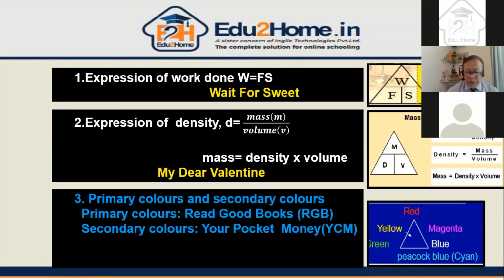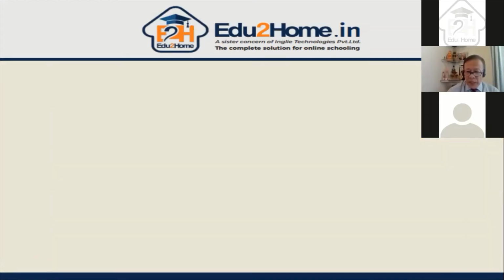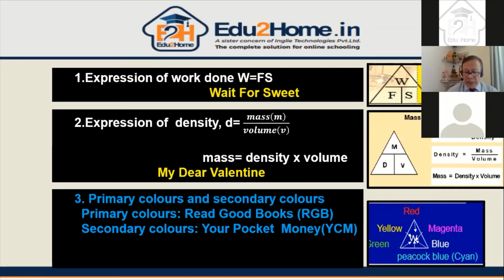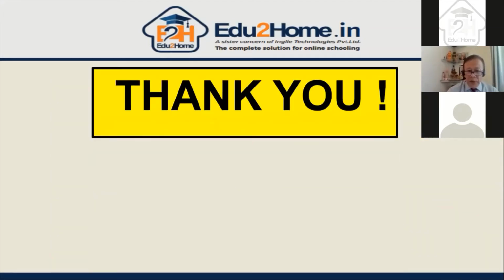For example, for any class, maybe 7, maybe 8, maybe 9, wherever the chapter comes, there are 3 primary colors known as red, blue, and green. Now, the secondary colors are remembered as "read good books, your pocket money": yellow, then cyan, then magenta. If you teach in this way, and if you combine all these colors, it gives you white color, what we call the white color of sunlight. If you teach like that, then the kids can remember faster.